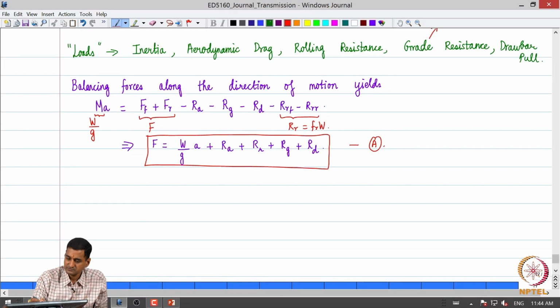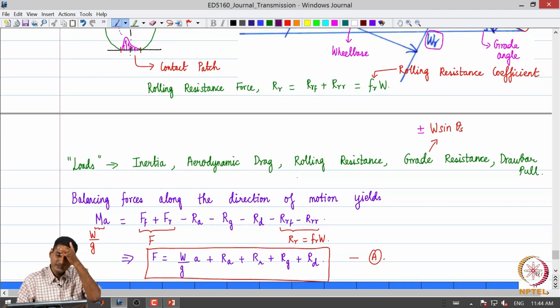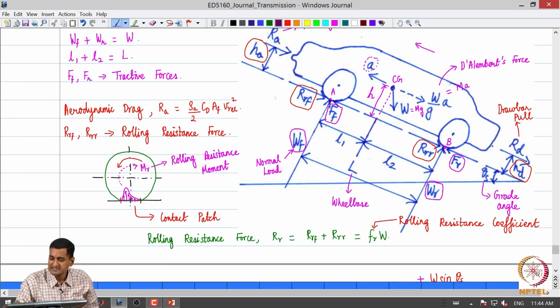So, now taking moments about point A yields, what do we get? If we take moment about point A, please note that there is a component of W cos theta s, right, which will provide a clockwise moment, and there are other forces which provide a counterclockwise moment, right. So, we are just going to balance out all these moments, right.